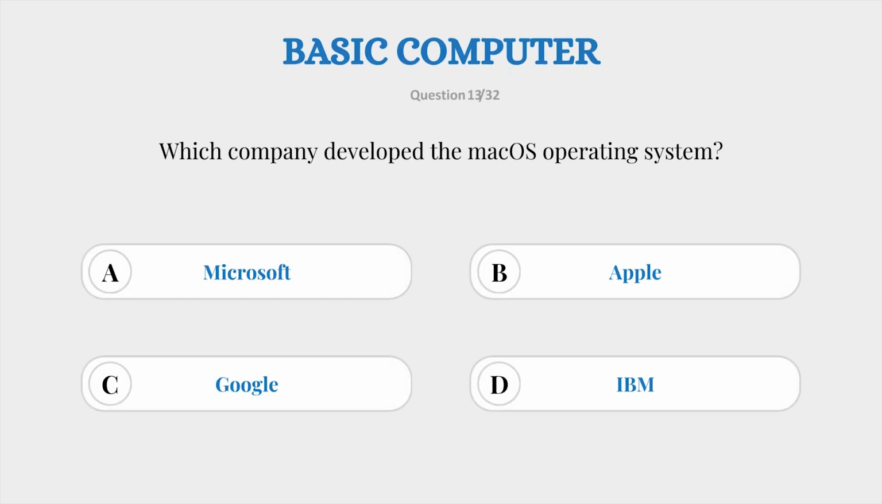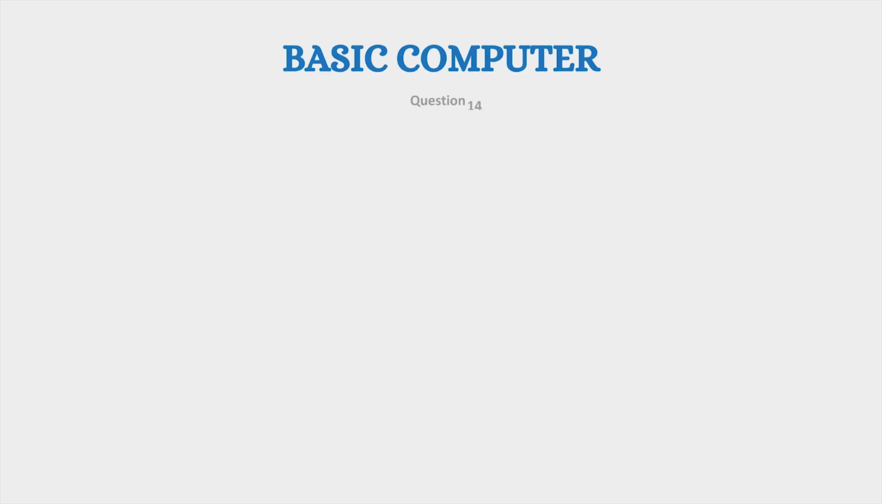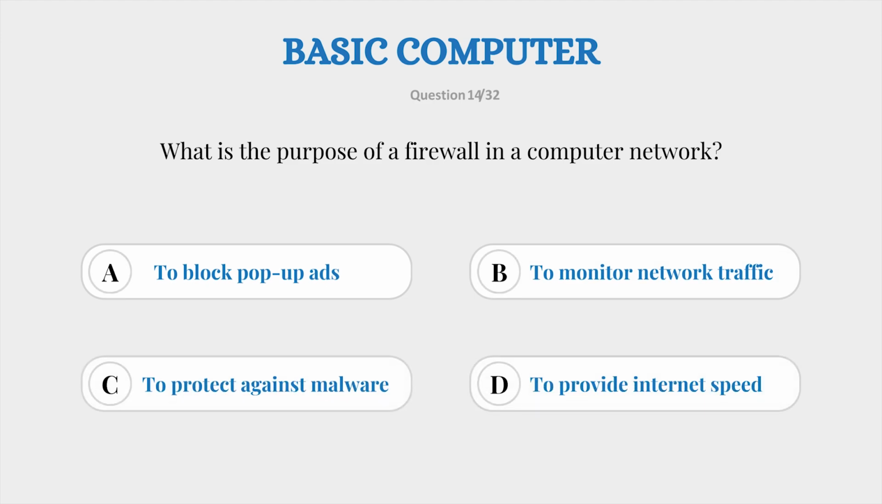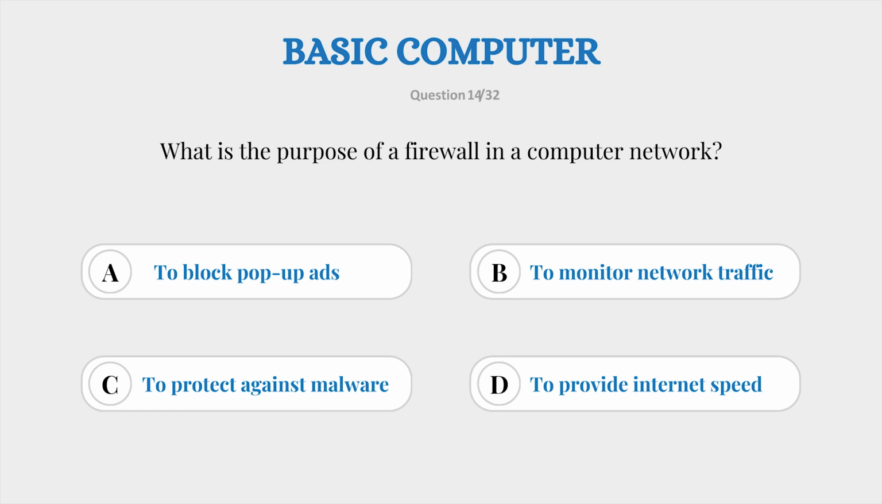Which company developed the macOS operating system? The right answer is B. Apple. Next question. What is the purpose of a firewall in a computer network? The right answer is C. To protect against malware. Next question.